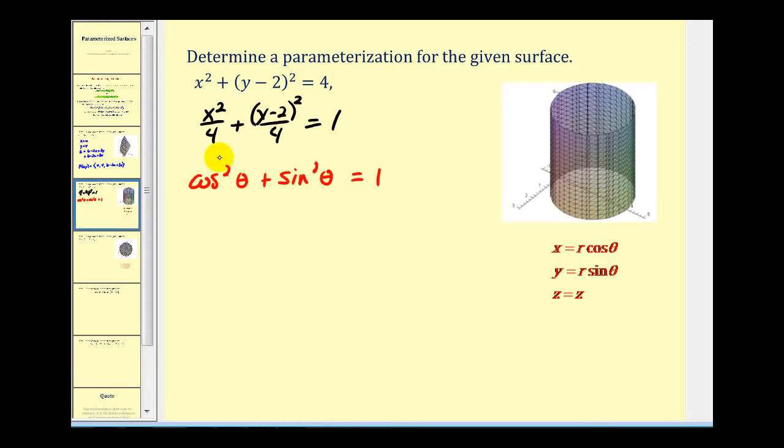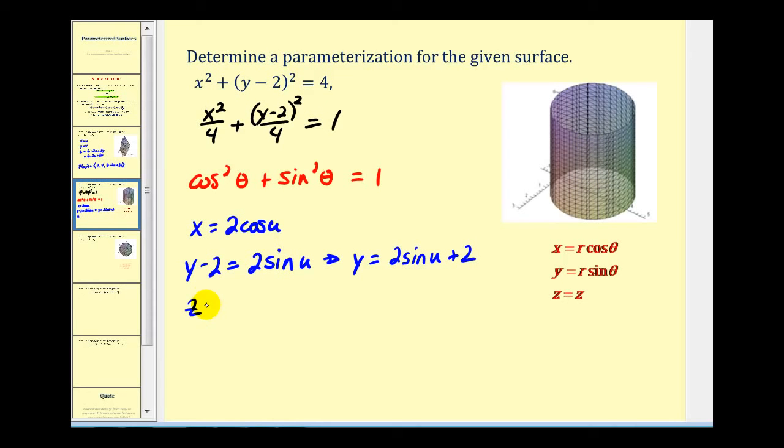That'll give us x squared over 4 plus the quantity y minus 2 squared over 4 is equal to 1. So now if we let x equal 2 cosine u, again we want to use u and v, and then y minus 2 equal 2 sine u, it would satisfy the given equation. Let's go ahead and solve this equation for y. So we have y equals 2 sine u plus 2. And notice there's no v in this equation because this surface is not bounded vertically. So we can just let z equal v, and we've now parameterized the surface.